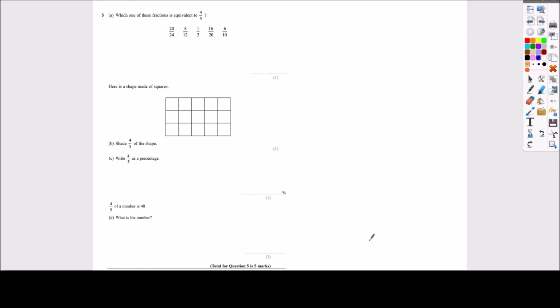Question 5. Which one of these fractions is equivalent to 4/5? So which one, if you multiply top and bottom by the same number, would you end up with the same? So if we take the 4th one along, so 4/5, if we times top and bottom by 4, we get 4 4s are 16 over 5 4s are 20. So 16 over 20 is the one which is equivalent to 4/5.